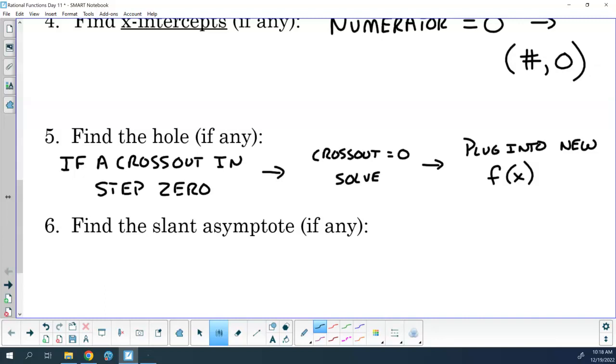How does that go on your graph? Open dot, right? I shouldn't say big circle. Small circle at that coordinate. Okay. Should you draw right through your circle? No. Pick up at the circle, go to the other side, keep on going. Okay. Step 6. Find the slant asymptote.